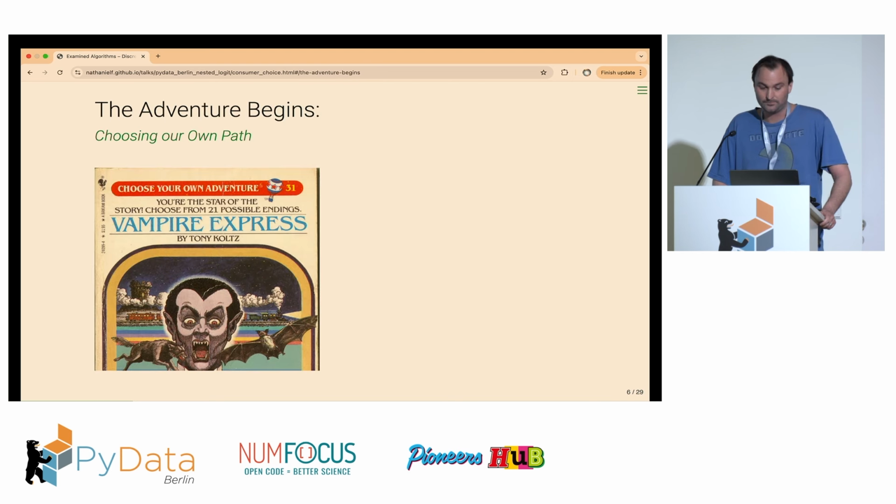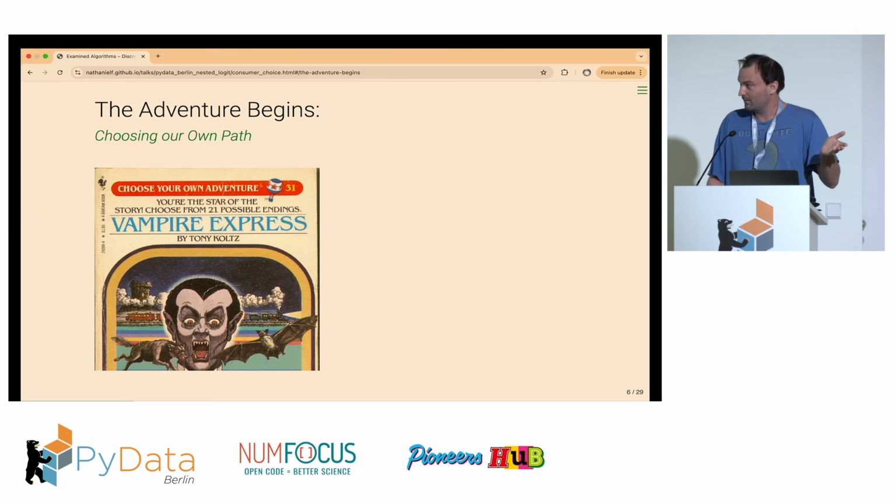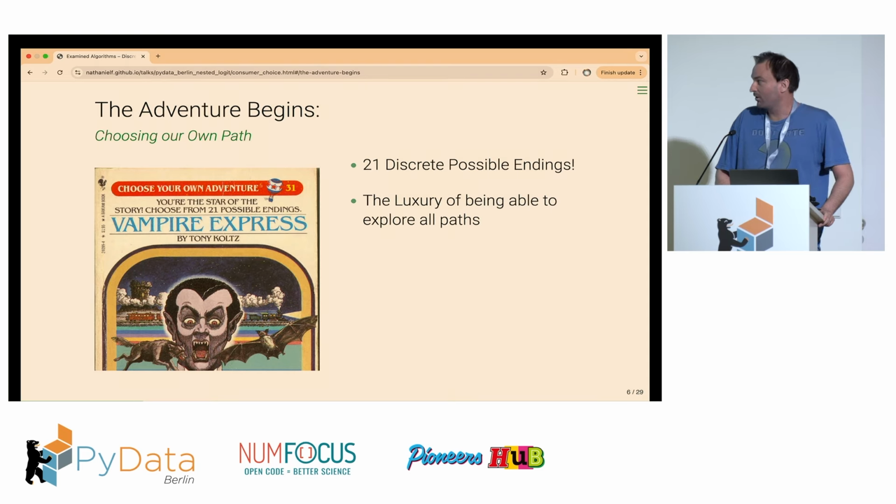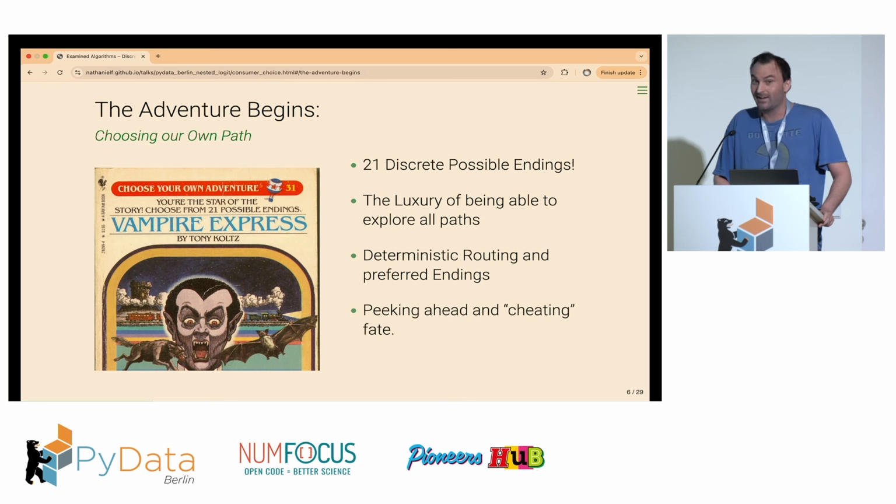So the choice setting here. I don't know if this is as familiar in Germany as it is in Ireland, but I used to read these books a lot when I was a kid. These are choose your own adventure, branching path books. You would read one page, it would allow you to make a choice, and you'd go to the next page. These were great, lots of fun. What I loved about them, they had discrete possible endings. You could explore all the paths. It was deterministic routing, preferred endings, and you could peek ahead. You could cheat and figure out what was the best outcome for you, which I regularly did.